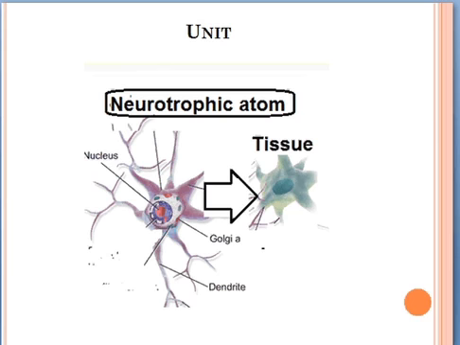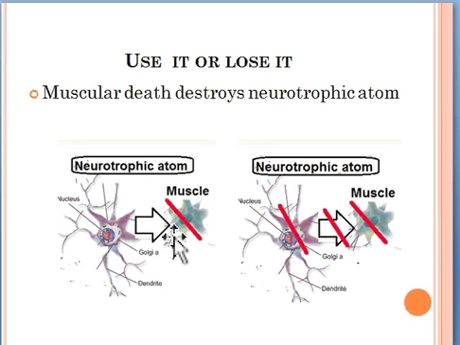And it so happens that when the muscular tissue disappears, in muscular atrophy, it destroys the entire unit. So here we start with the muscular atrophy, and since the muscle disappears, the entire atom disappears, and we lose this important function of the nervous system.